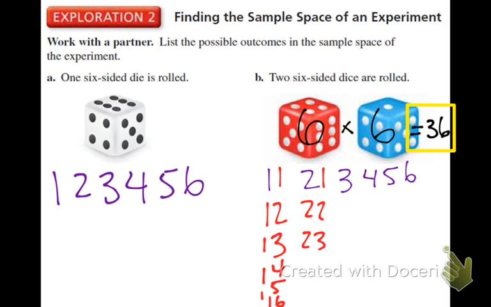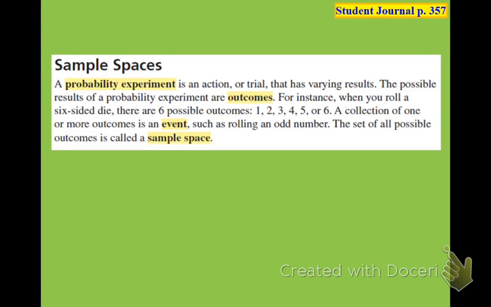Before we do, we all need to be on the same page about probability. Okay? A probability experiment is your first blank. It is an action or trial that has varying results. That is your first blank: a probability experiment. The possible results of a probability experiment are called outcomes. For instance, when you roll a 6-sided dice, there are 6 outcomes. We've talked about it. 1, 2, 3, 4, 5, 6.